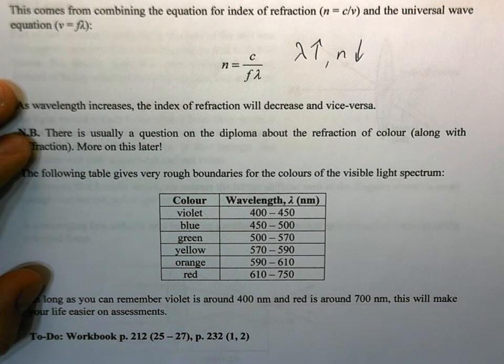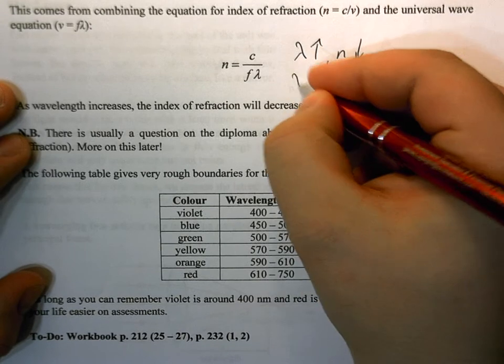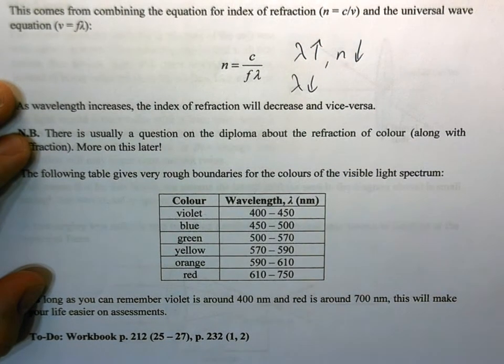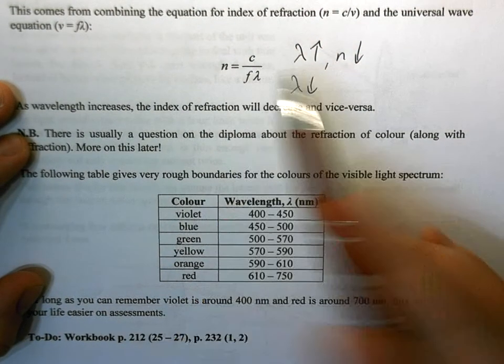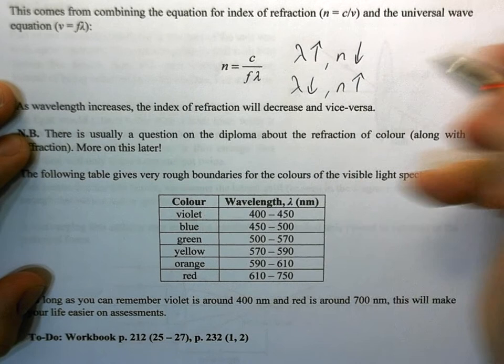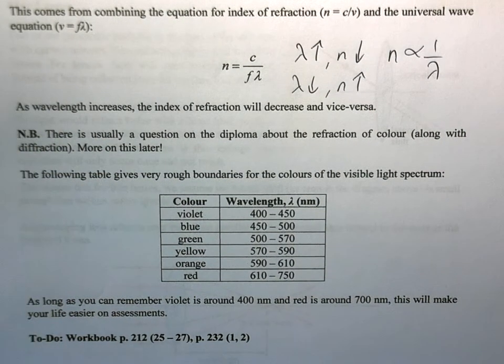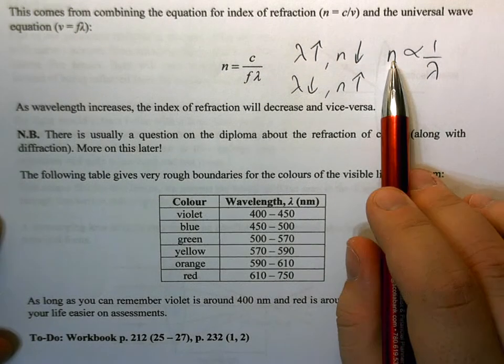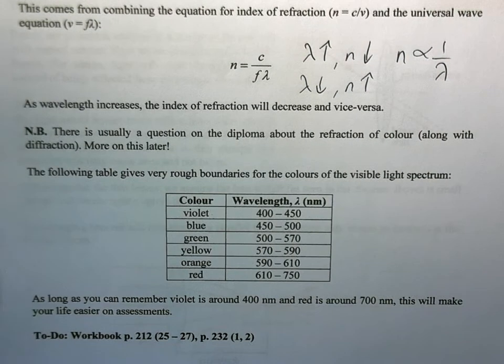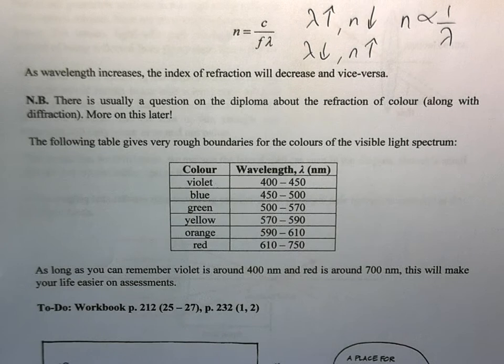This means we're going to have a decrease in bending. Conversely, if we decrease our wavelengths, like we move towards the violet, as this piece gets smaller, n is going to go up, because the index of refraction is inversely proportional to the wavelength. So if the wavelength goes up, n goes down, so higher wavelengths, less bending. If lambda goes down, n goes up, so lower wavelengths, more bending. But I'll show you a little bit more about this later when we talk about diffraction.